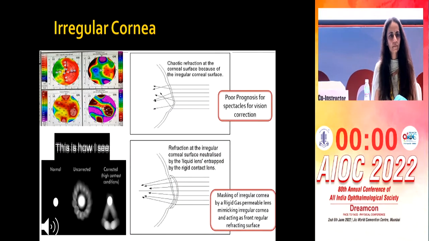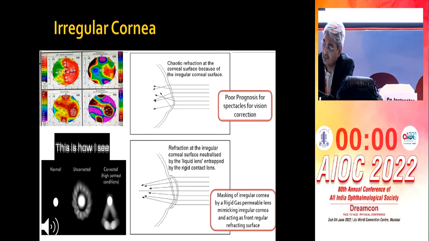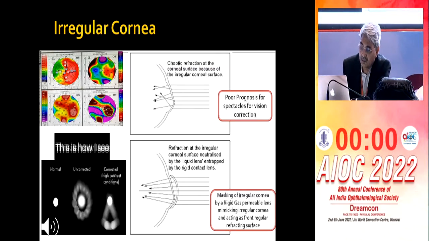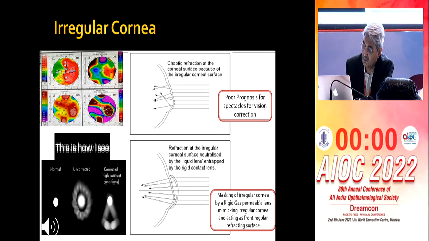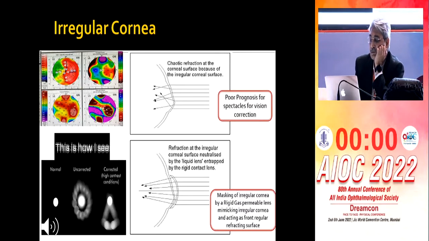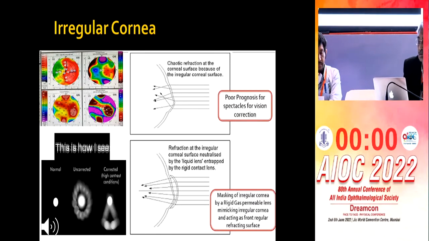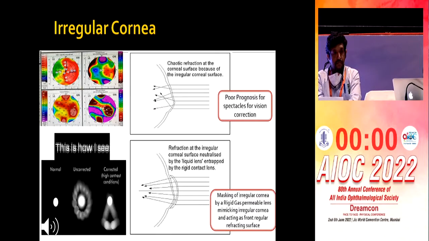So an irregular cornea leads to irregular refraction and there is poor prognosis for spectacles for vision correction. However, a contact lens, by regularizing the corneal surface and the irregularities, masks the problem and acts as a regular front refracting surface and can therefore give better vision in cases where spectacles are not useful.